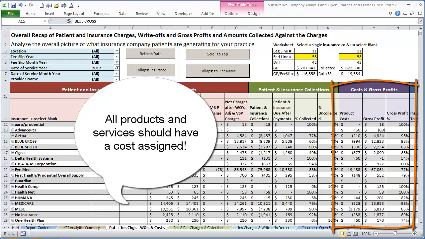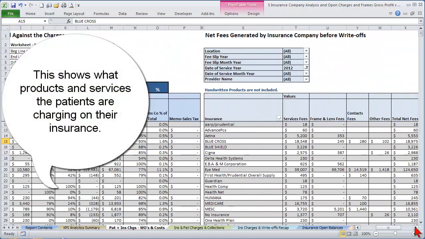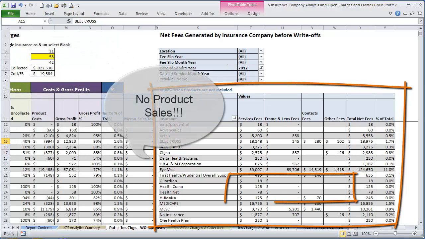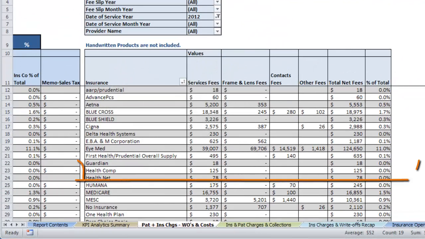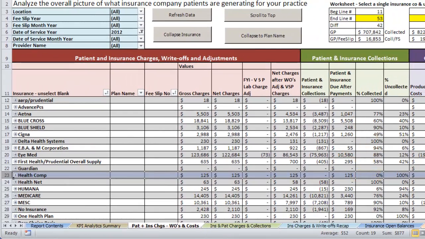Remember, all products including services should have costs assigned. The blue area shows what products and services are getting charged to insurance. If an insurance company has mostly services, then you are performing your services for the collected amounts by insurance company. For example, Health Comp had services charged of $125. Of that, 0 was collected. Is it worth accepting Health Comp for no pay, or is more money to be collected?